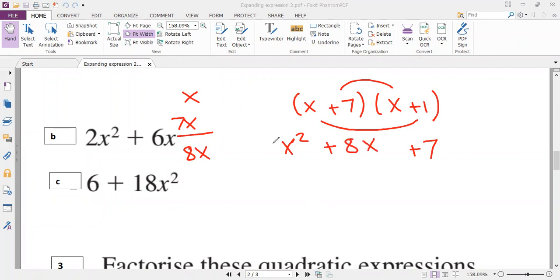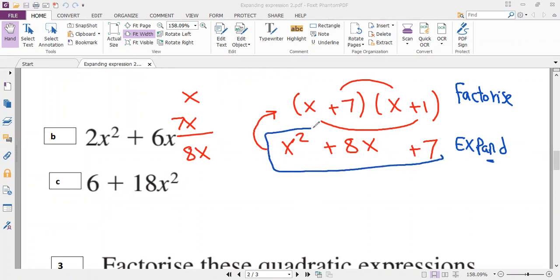Okay. What if I want to go back and factorize? So focus on what I'm saying. This form is factorizing, to factorize. And this form is expanding. So when it comes to factorizing an expanded expression like this one, how can we go back to x plus 7 and x plus 1?